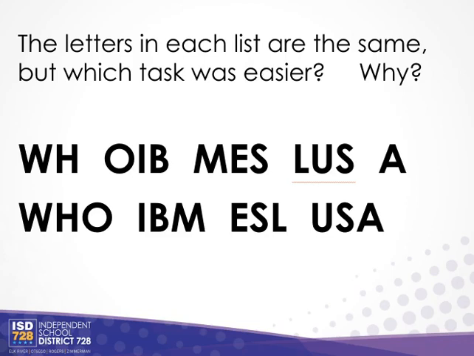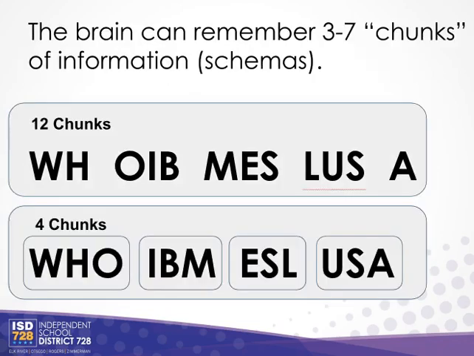So looking at how you did on these activities, you'll notice that the letters in each list are actually the same. But which of those tasks was easier, and why? You probably found that the second one was easier, and that's because it was chunked. So you can see that WHO, instead of being separated between the H and the O, is chunked into the word WHO, or World Health Organization, if you thought of that as an abbreviation. The other ones were chunked into abbreviations as well.